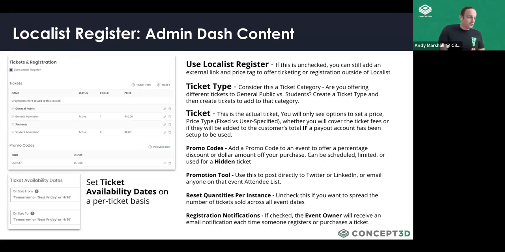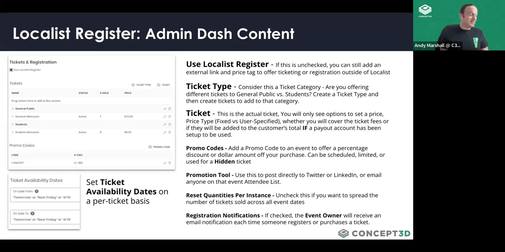But let's say you are using Register and that box is nice and checked, then you're going to see the tickets menu right below. Now you're going to have the option of setting a ticket type for multiple offerings for different demographics or groups, or you can just create the tickets themselves. And I'll show you an example of the difference between a ticket type and a ticket in just a second. This affects how tickets are displayed on the front end. And again, we'll see an example of this very shortly.